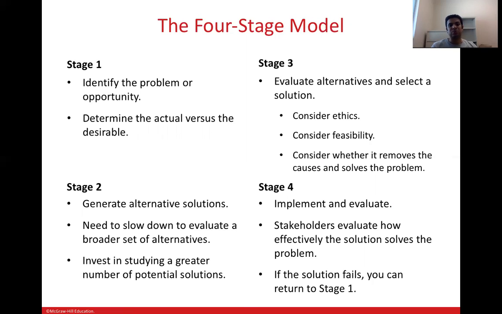Okay, so stage 2, how do I deal with the situation? Maybe I can increase advertising. Maybe I can reduce price, or I can design a new product. So we have to invest in generating as many possible alternatives as possible and figuring out which one would probably turn this around. So we go to stage 3 and evaluate the alternatives.